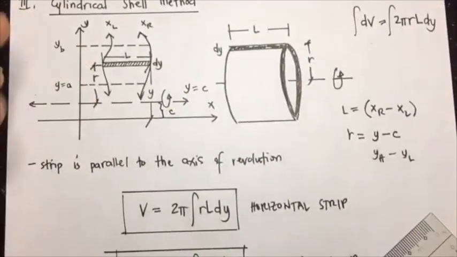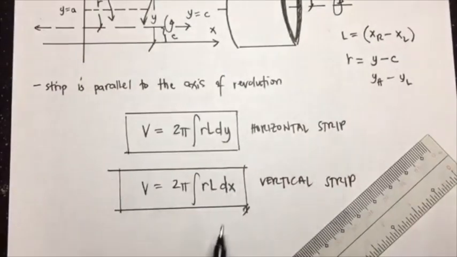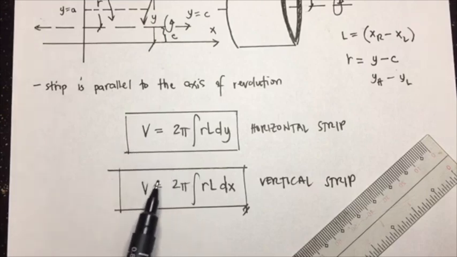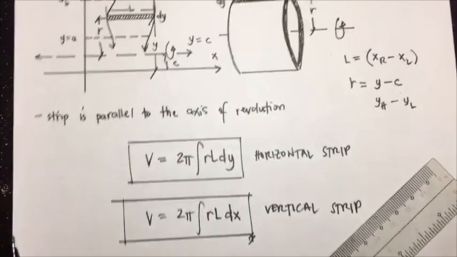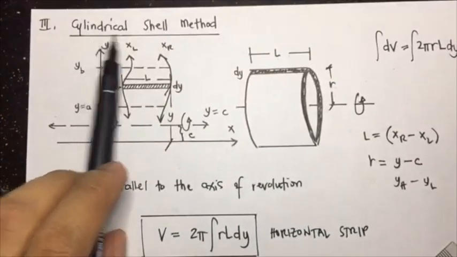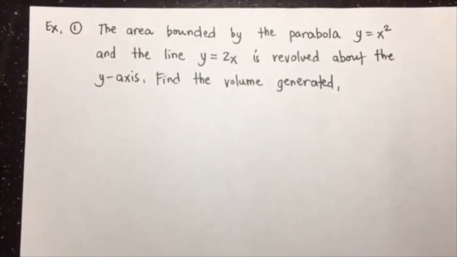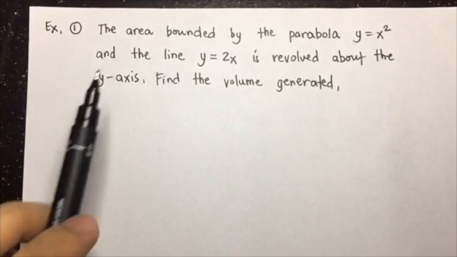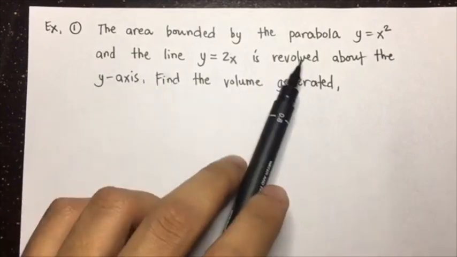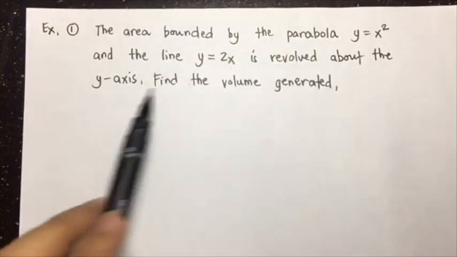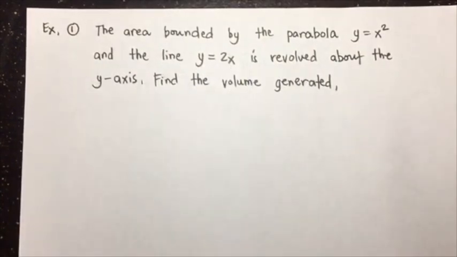Okay, so let's apply that to some problems, and let's also compare what if we use the other two methods instead of the cylindrical shell method. So for our first example, the area bounded by the parabola y is equal to x squared and the line y is equal to 2x is revolved about the y-axis. Find the volume generated.